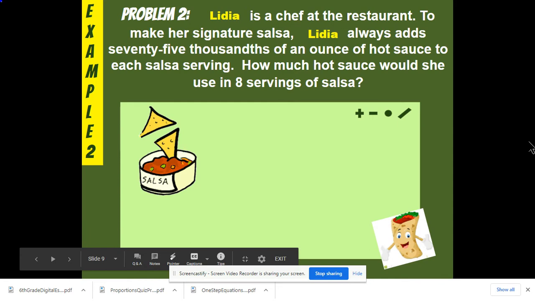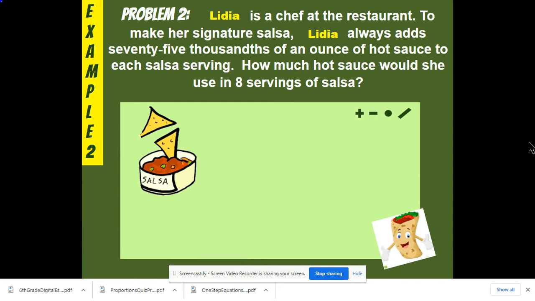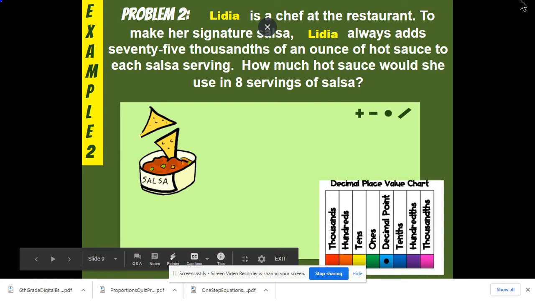Okay, let's look at problem number 2. Lydia is a chef at the restaurant. To make her signature salsa, Lydia always adds 75 thousandths of an ounce of hot sauce to each salsa serving. How much hot sauce would she use in 8 servings of salsa? Okay, so first we have to figure out how do we write 75 thousandths? So we might need a review of place value.